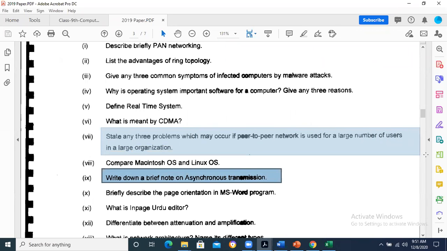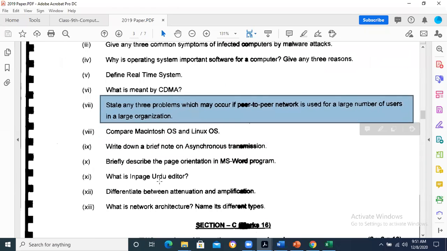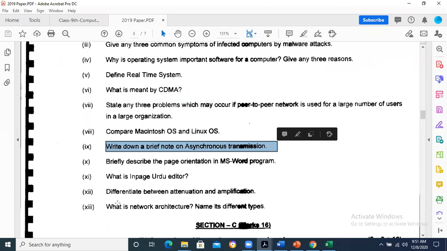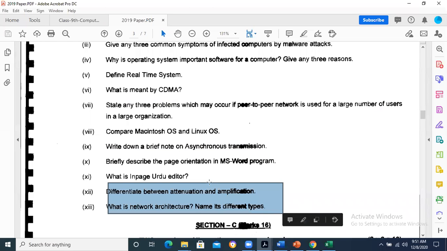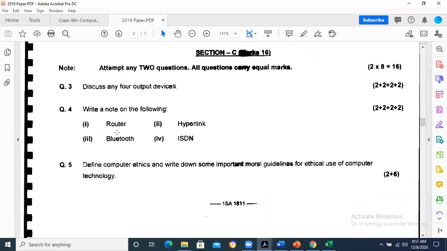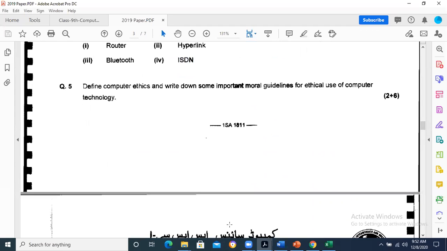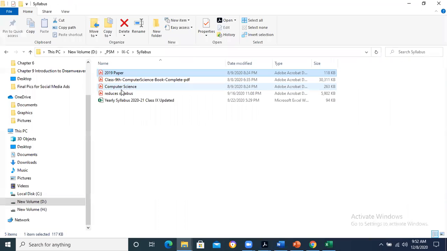Chapter 4 and 5 are related to networking and data communication. Again, this question is from chapter 4 and chapter 5. Chapter 4 and chapter 5 are very important. If you go to the long portion, you will see that all these things are from chapters 4 and 5. So we need to prepare it in a good way so that we can score well.